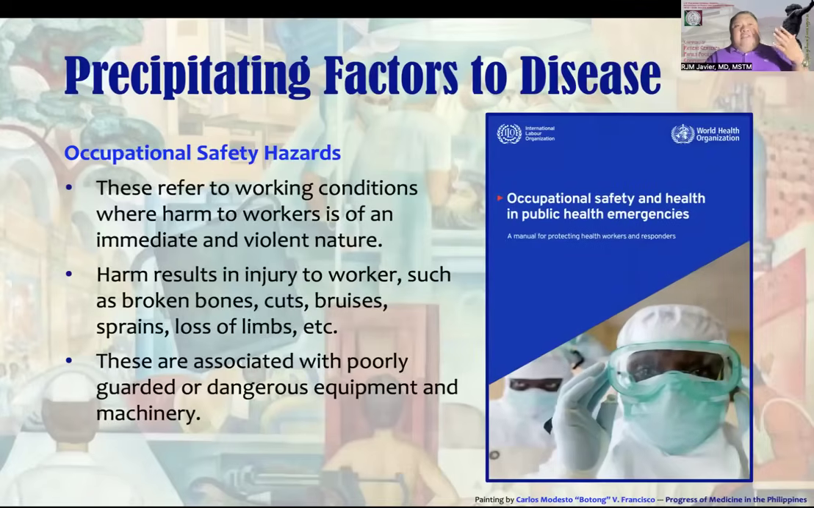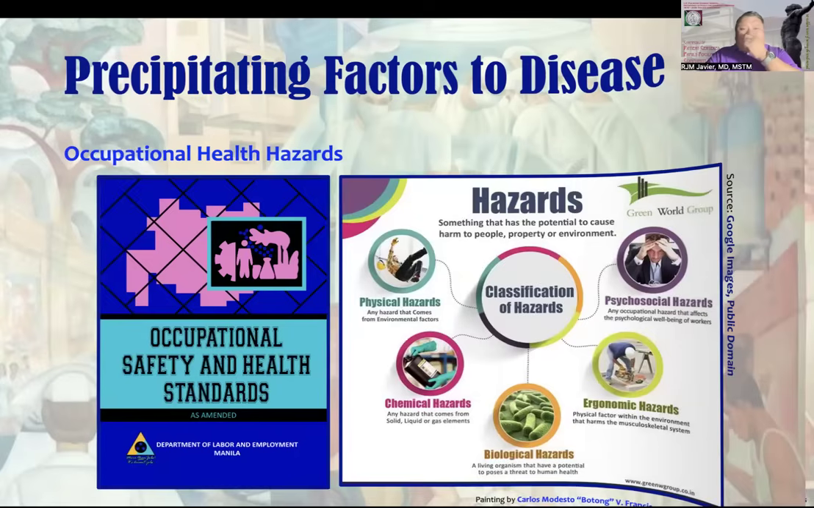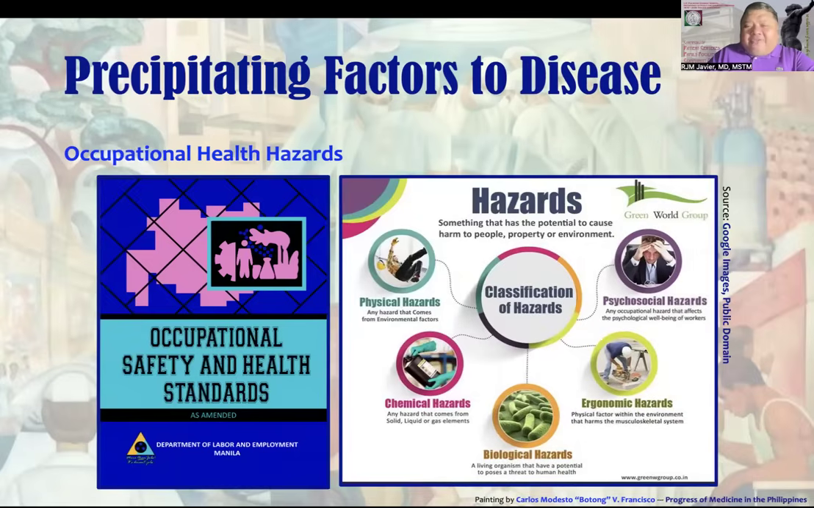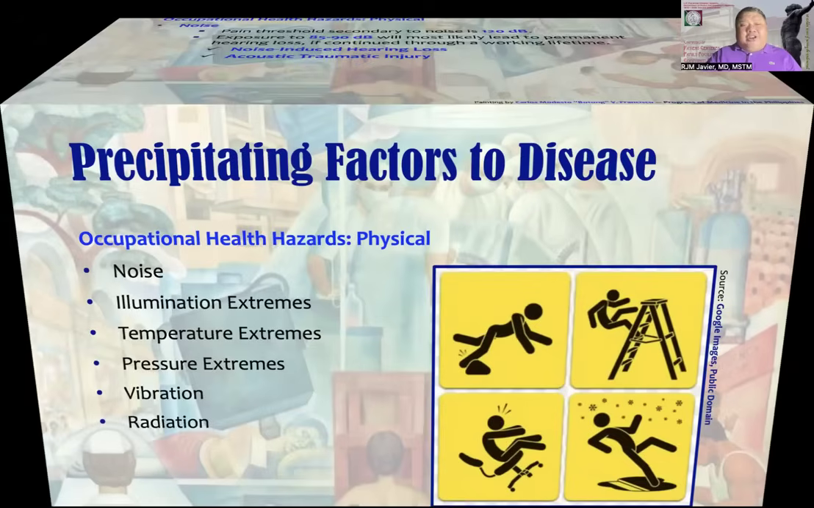So when we talk of the working conditions or working environment of employees, they can also be related to certain diseases. And this is where the importance of occupational safety and health becomes very relevant. So when we're talking of OSH, we can divide them into your hazards, and you have your electrical hazards and your fire hazards. But we also have your health hazards. So we divide your hazards into your physical, your chemical, your biological, your ergonomic, and your psychosocial hazards. Under your physical hazards, this would include noise, illumination, temperature, pressure, vibration, and radiation.